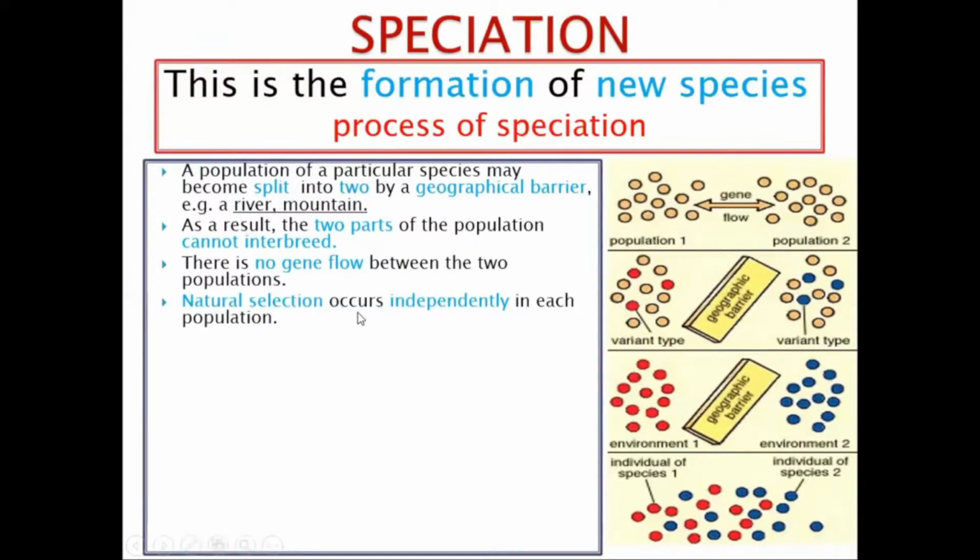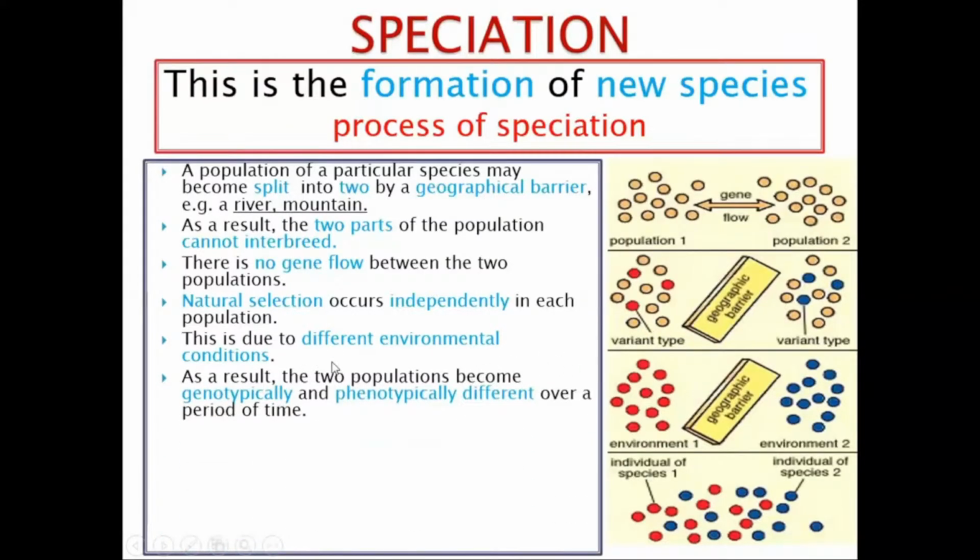And then you're saying that natural selection occurs independently. Because of the different environmental conditions on this side and the different environmental conditions on that side, natural selection will occur differently. So this is due to different environmental conditions. It means that natural selection will occur differently because of the different environmental conditions. The different environmental conditions will result in natural selection occurring independently.